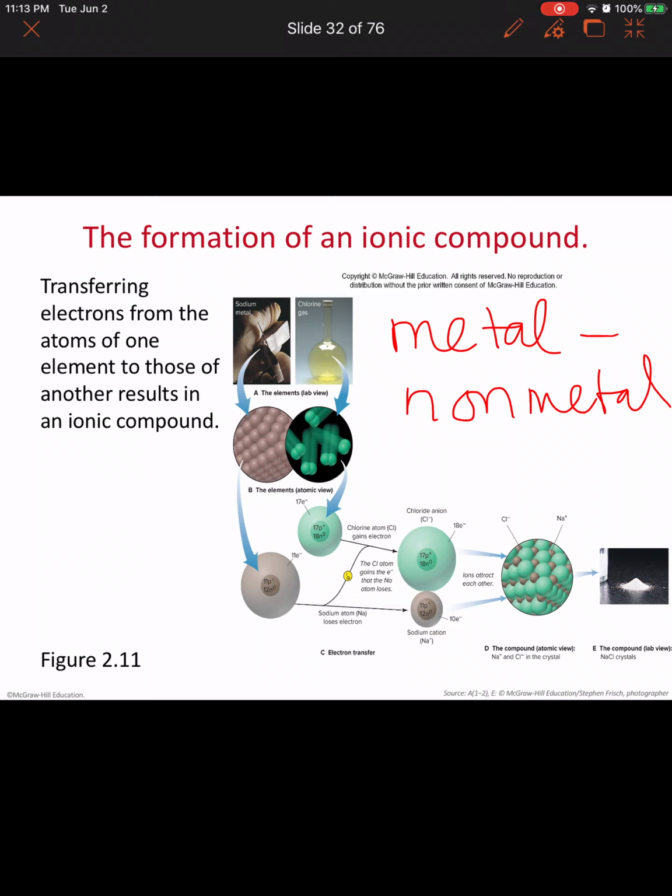Okay. This is how sodium chloride forms. Sodium is in group 1 and chlorine is in group 7A. Sodium is a metal and chlorine is a non-metal. This is how they appear at the macroscopic level. And this is the elemental or atomic view: sodium atoms, and chlorine exists as a diatomic molecule.